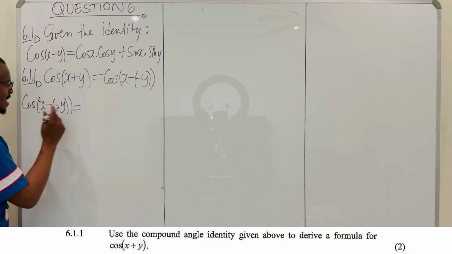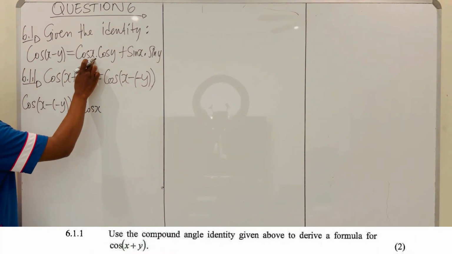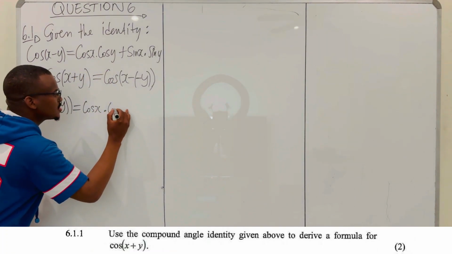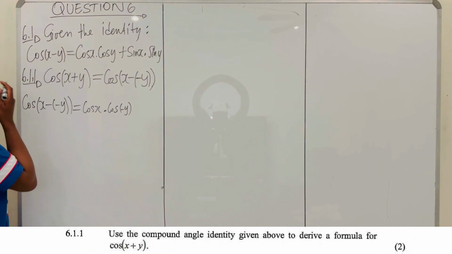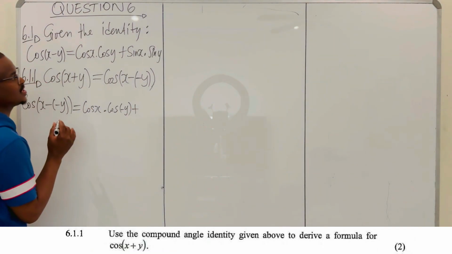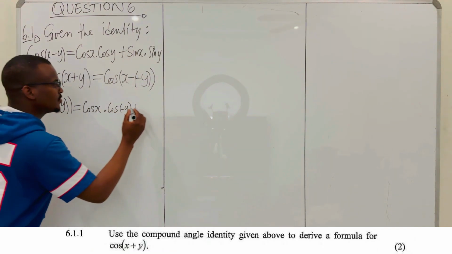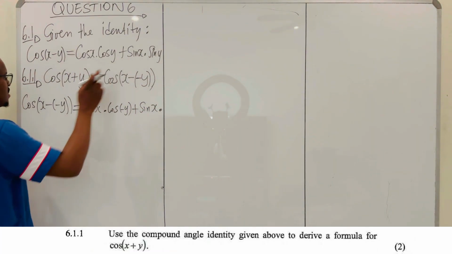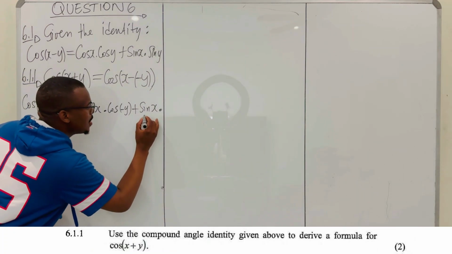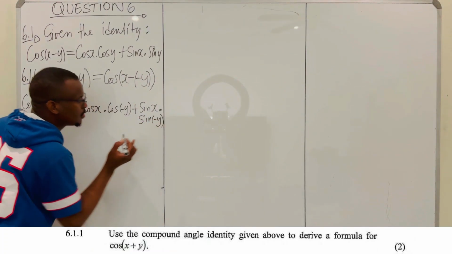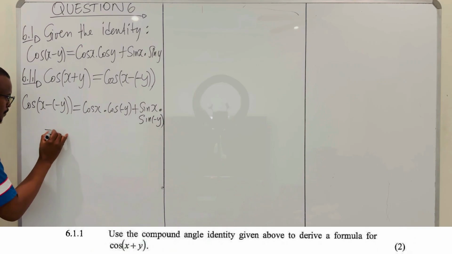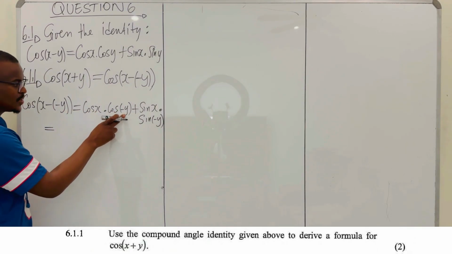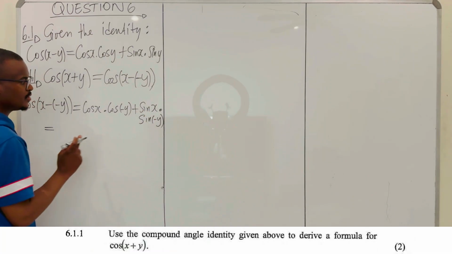It's going to be equal to cos x times cos y, but my y is this part here, so it's going to be cos(-y), right? Plus sin x times sin y, but my y is this minus y here, so times sin(-y). So in that case, this is simplified, this is not simplified.